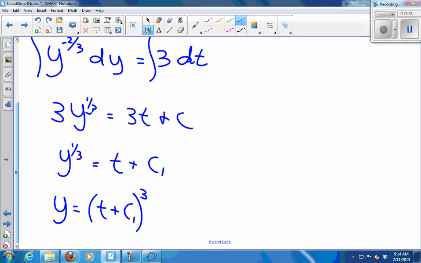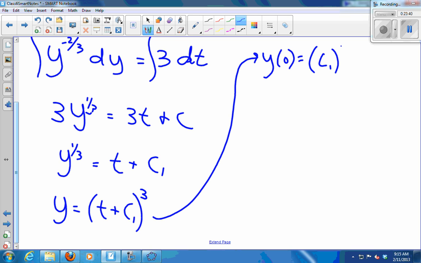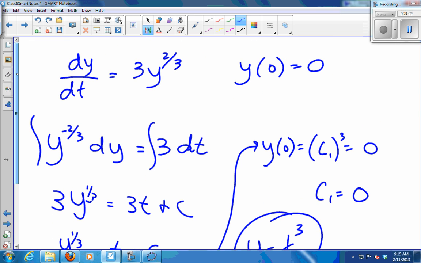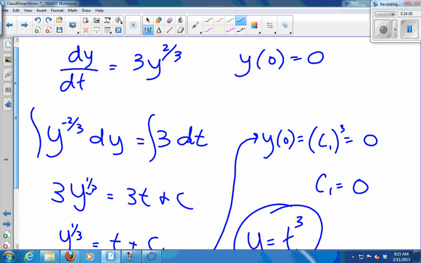Use the initial condition to figure out what c1 has to be. My initial condition was 0, 0. Y of 0 equals c1 cubed equals 0. So c1 has to be 0. Okay. So y equals t cubed is a solution, right? That has that initial condition. Y equals t cubed.